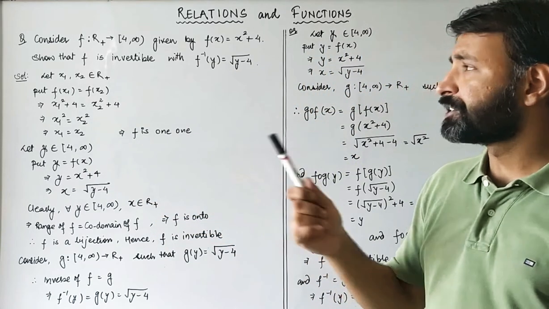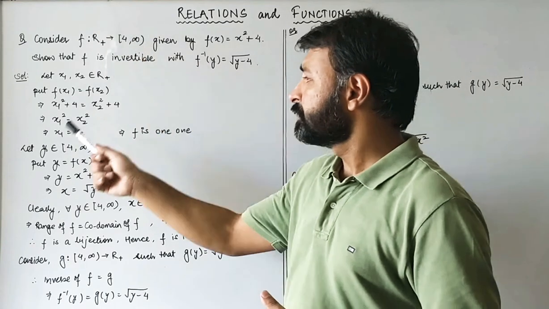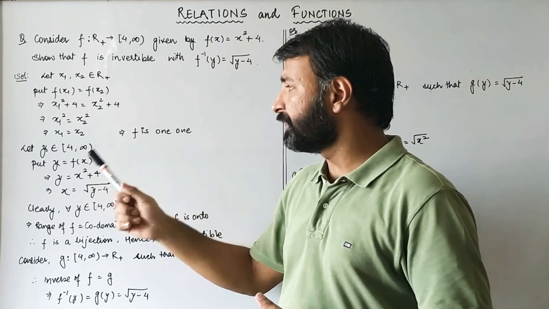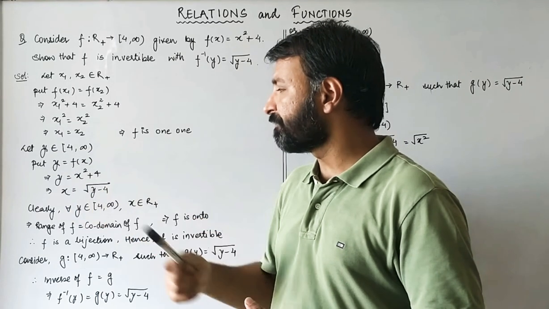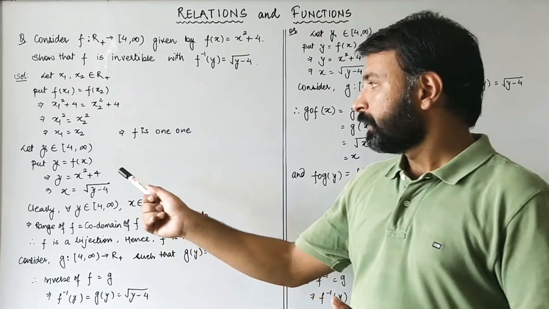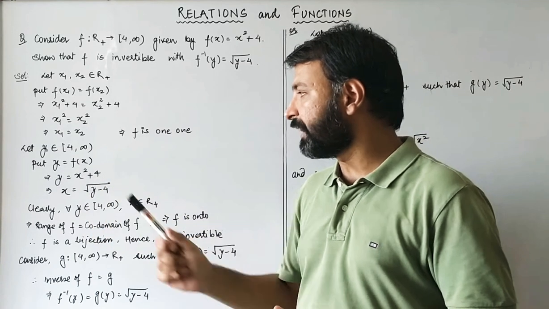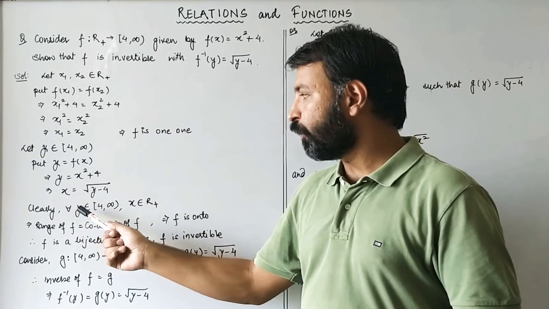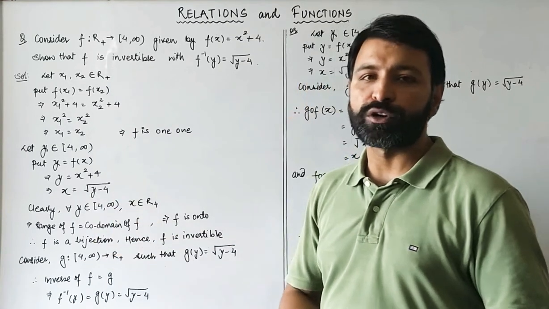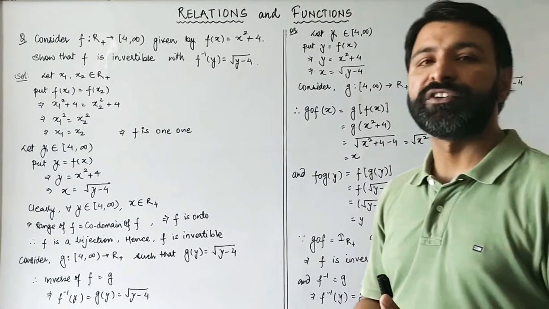To show that this function is onto, we'll take any arbitrary element from its codomain. So let y belongs to codomain, closed interval 4 to infinity. We'll put y is equal to f(x). It implies y is equal to x squared plus 4. Now we'll solve to get x in terms of y. So x is equal to root of y minus 4. Clearly for all y that belongs to closed interval 4 to infinity, x always belongs to positive real numbers. It implies range of f is closed interval 4 to infinity.